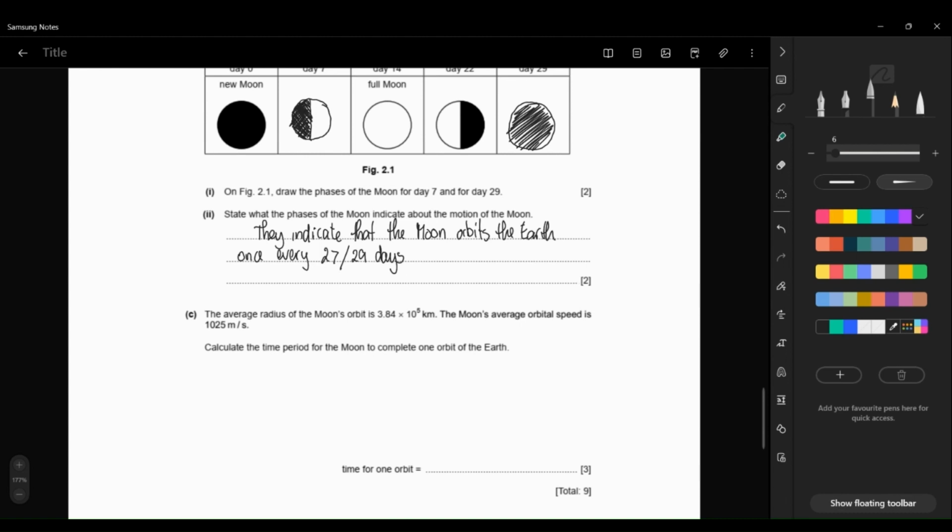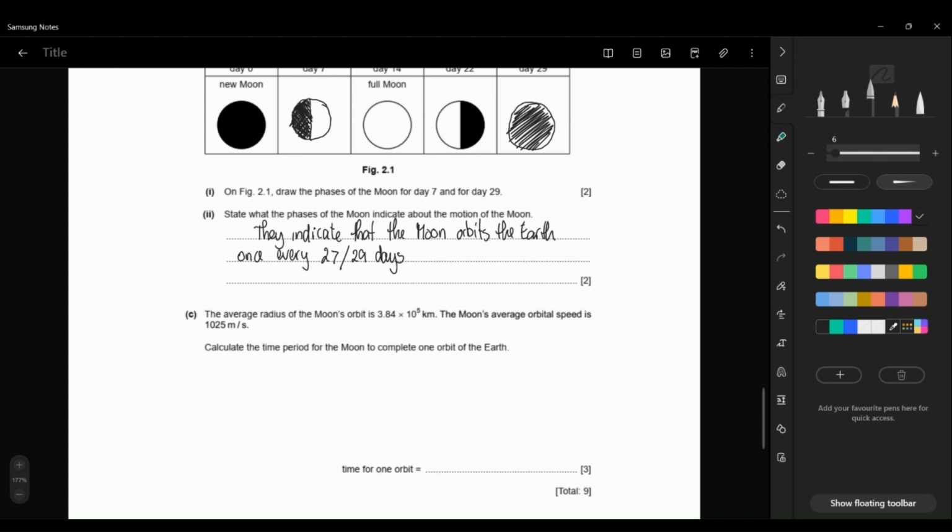Let's actually calculate, given this information, the time it takes for the moon to complete one orbit of the Earth. They say that the average radius of the moon's orbit is 3.84 times 10 to the power of 5 kilometers, and the moon's average orbital speed is 1,025 meters per second. Calculate the time period for the moon to complete one orbit of the Earth. So that would be the time we were mentioning on the previous question.